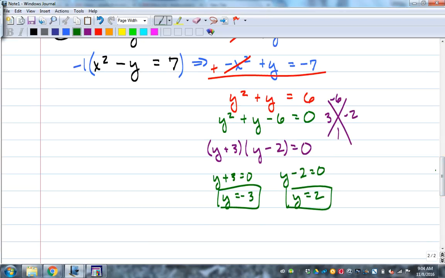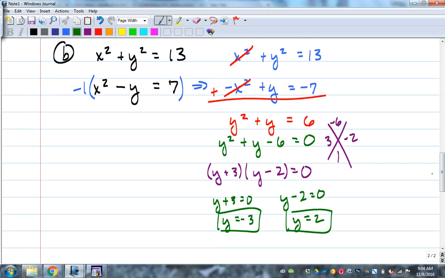I want to go back and find my x values that go with those. You just go back up and plug them in. Does it matter which one I plug into? Technically, no, because the degree of the x is the same in both of them. So I'm going to just go to the second one because it seems smaller and easier. I don't have to square the y's and all that junk to get there. So I got x squared minus -3 equals 7, so that's x squared plus 3 equals 7.